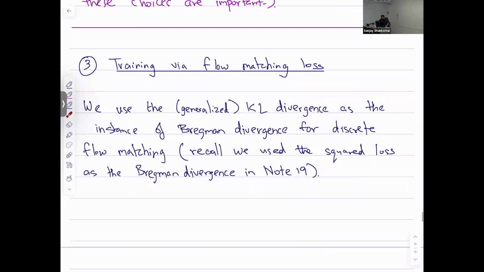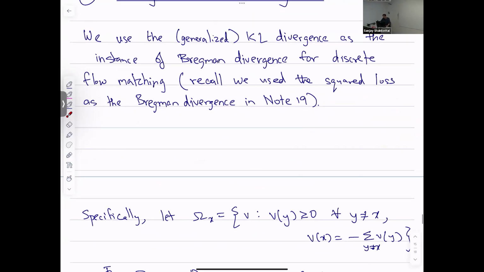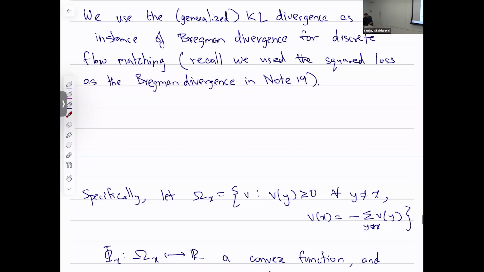So now how do you train this? Previously we trained it using squared loss for the conditional flow matching. But at that point, we made the statement that, yeah, that theory all works for any Bregman loss. A different Bregman divergence is a KL divergence. And essentially, that's what is going to be used here, to get things going.